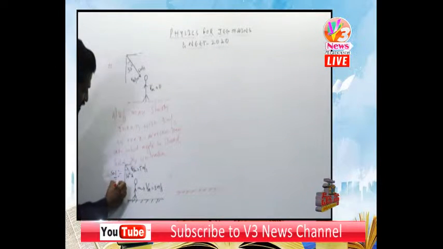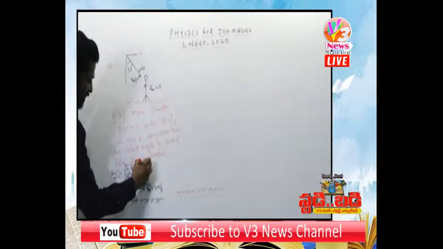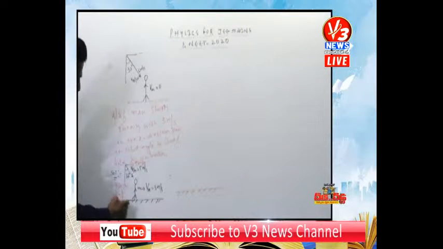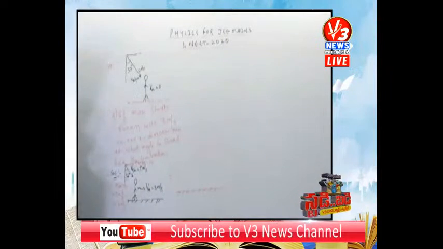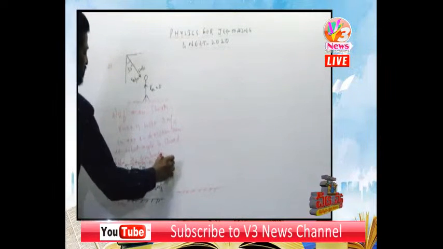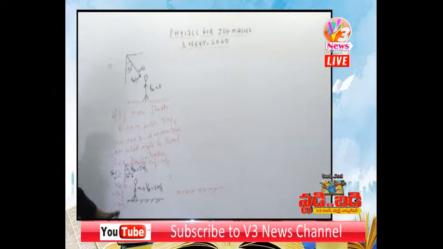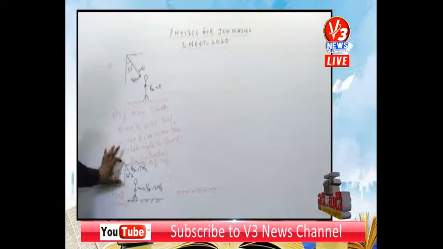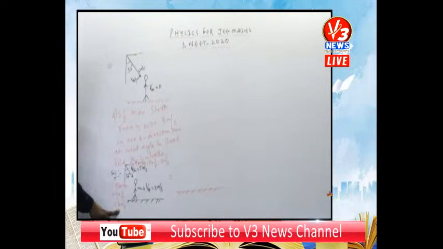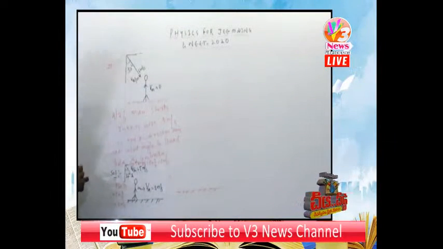If I resolve this, it becomes 5 cos 37 and 5 sin 37. So 5 into cos 37, which is 4 by 5, becomes 4 meter per second in this direction. Sin 37 is 3 by 5, so 5 into 3 by 5 gives 3 meter per second. That means along the x-axis we get a velocity of 3 meter per second, and along the y-axis a velocity of 4 meter per second. I hope you can resolve it. If this is 5 meter per second, this side is cos and this side is sin. So 5 cos 37 is 4 meter per second in the vertically downward direction, and the horizontal component is 3 meter per second.